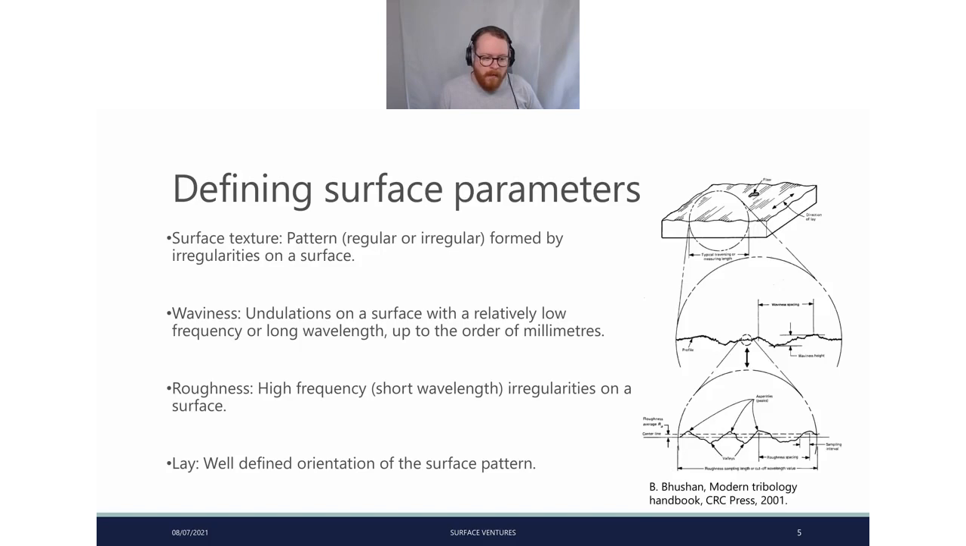So this is very much influenced by the type of machining methods used to finish the surface. We then have waviness on the larger scale, so relatively low frequency undulations up to the order of millimeters. And then roughness, so these much higher frequency, shorter wavelength irregularities on the surface.